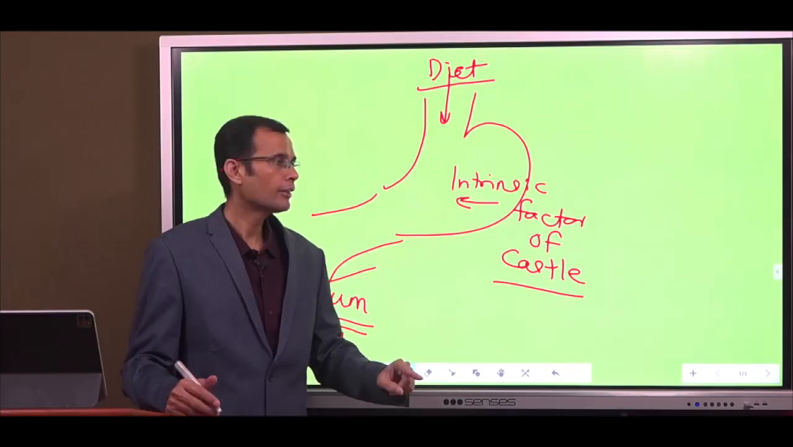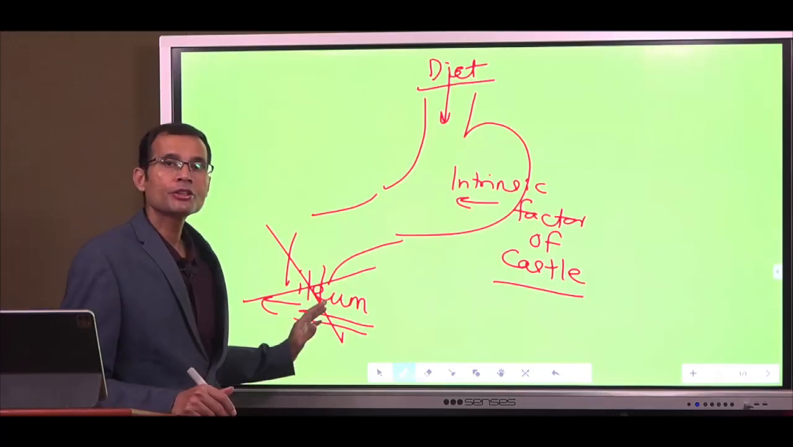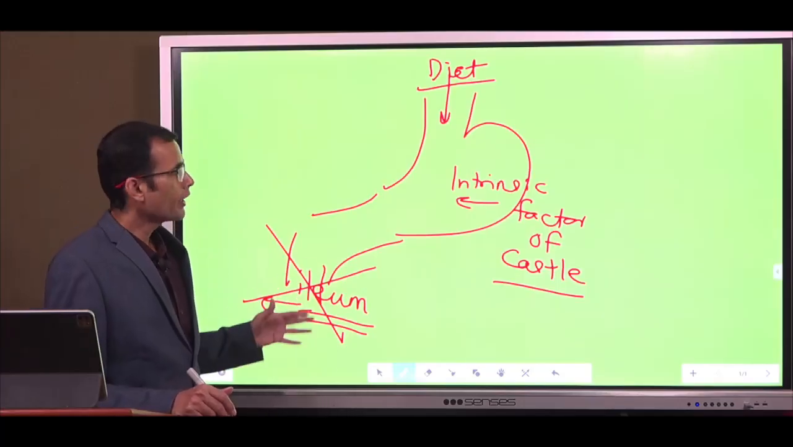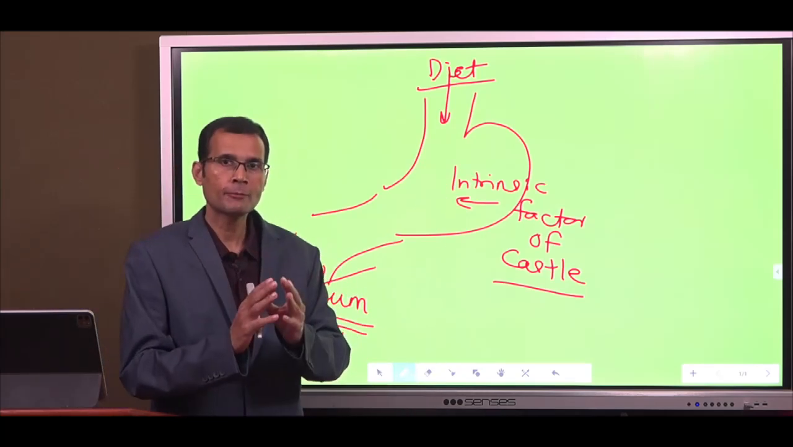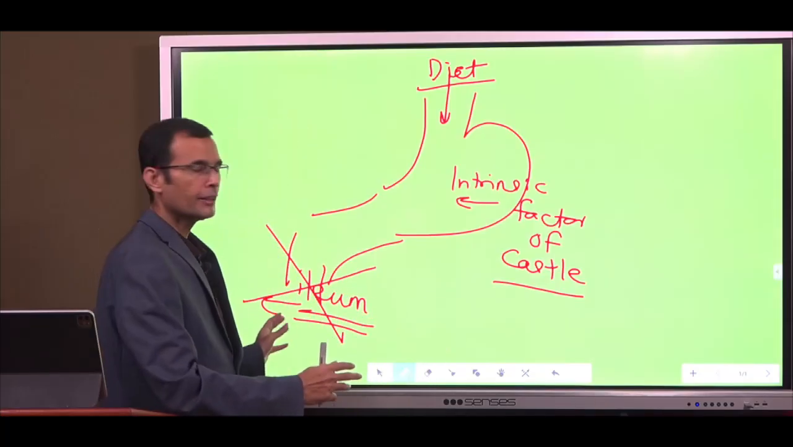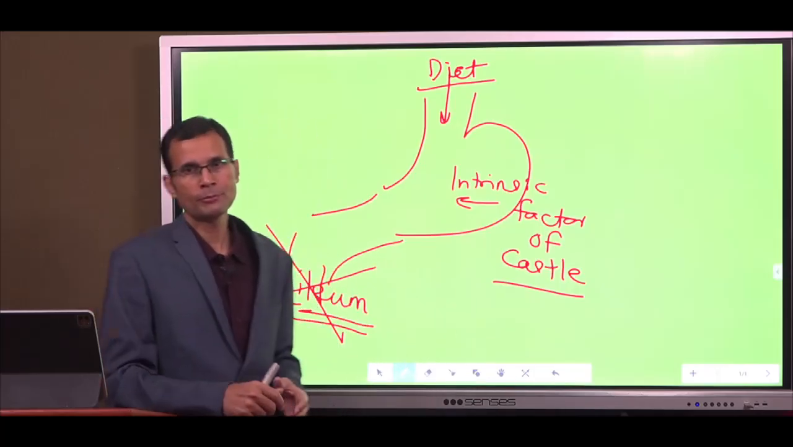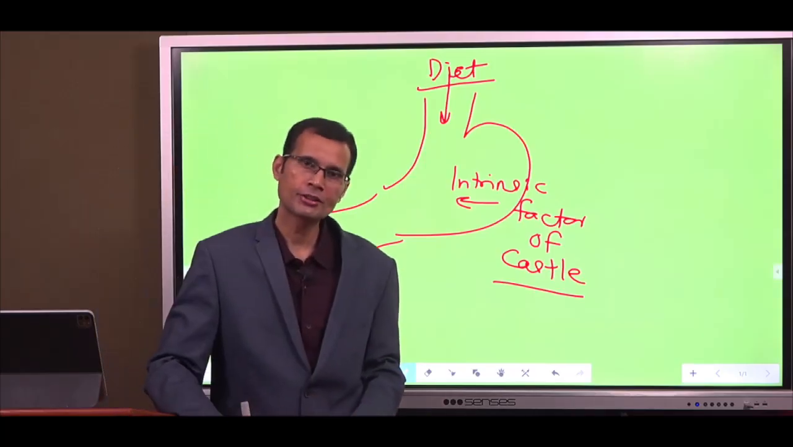Remember, vitamin B12 has to travel all the way through the small intestine to reach the terminal ileum from where B12 is absorbed, and it's the job of intrinsic factor of Castle to combine with B12 and take it safely to the ileum, and then it is absorbed from the ileum. So surgically, if the ileum is removed, B12 deficiency will occur.